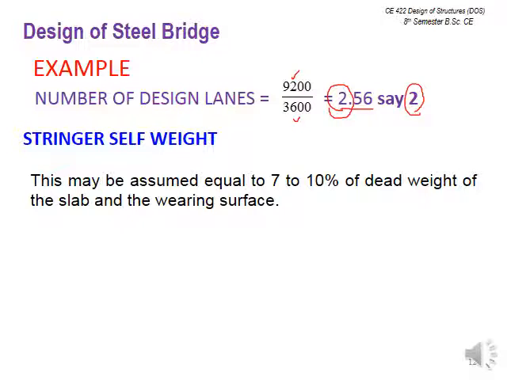Stringer self weight is almost 10%, maximum of 10%. On the safer side we can take 10%, but it is 7 to 10%. Dead weight of the slab and the bearing surface, we will consider at a later stage.